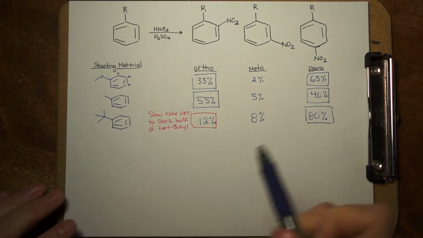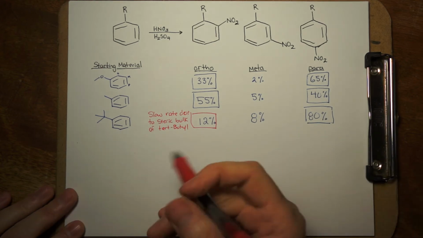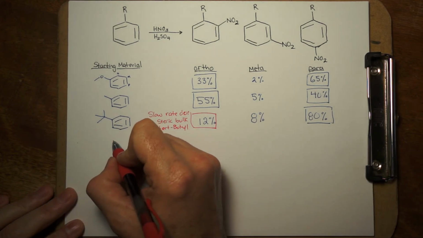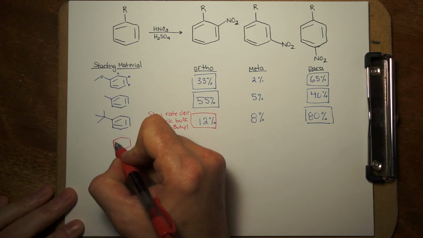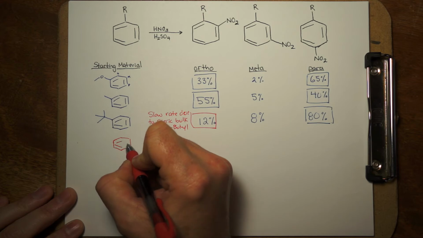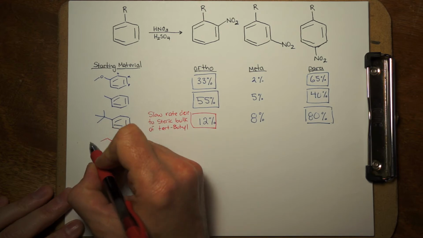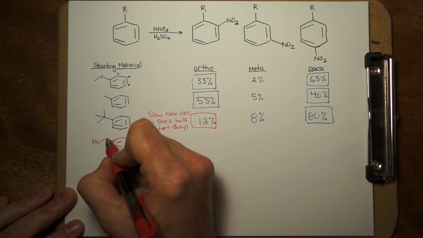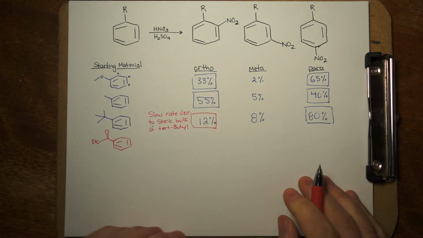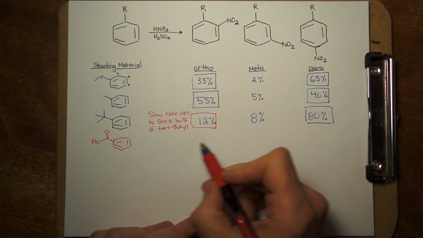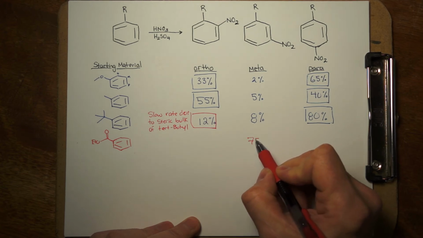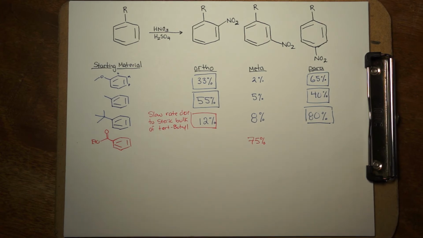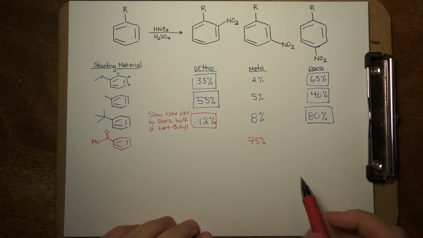All right, so let's look at some electron-poor arenes. First, we will look at ethyl benzoate, so a carbonyl. When we look at the carbonyl, this is an electron-withdrawing group, so we would expect mostly meta. In fact, that is what we should see. About 75% of the product that forms will be the meta-nitro ethyl benzoate.